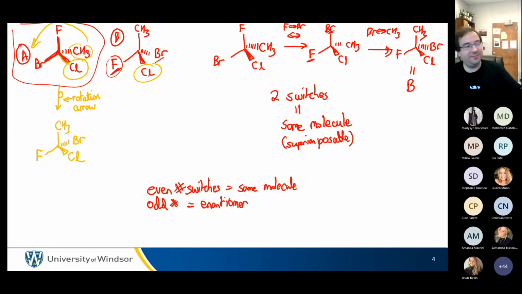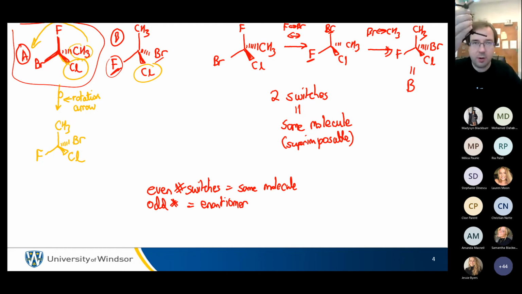Okay, so let's do this. These two carbons are enantiomers, right? Non-superimposable mirror images. I made one switch to one. Now they're superimposable. So they were enantiomers, and now by switching two of the groups on the enantiomer, I made the enantiomer of the enantiomer. And the enantiomer of the enantiomer is the original thing.